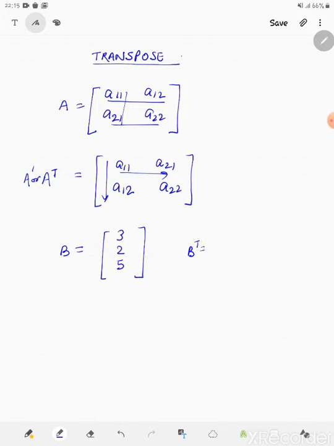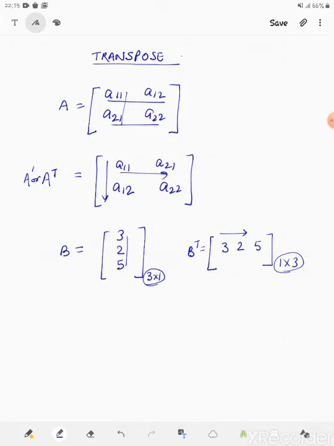Obviously this is in the form of 3 into 1. इसका form change हो जाएगा. हम इस पूरे column को row में परिवर्तित कर देंगे, है ना. So we will get 3 2 5. So we get 1 into 3. See the order is getting changed. The order will get reversed. Row column में परिवर्तित हो जाएगा, column row में परिवर्तित हो जाएगा.